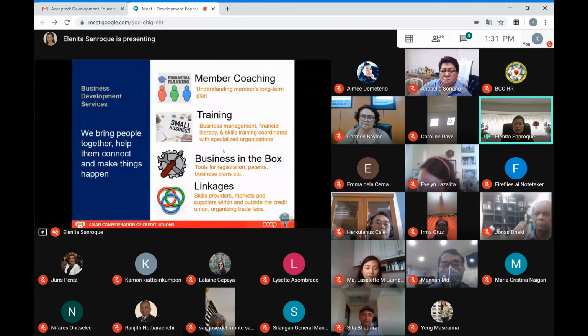This is member coaching. This also provides training. This provides tools, templates. We call it business in a box. And this is the group that is in charge of building linkages, because you cannot do everything. The credit union is not an expert on enterprise. So we need to find expertise by developing linkages with skills providers, markets and suppliers within and outside the credit union, and organizing trade fairs.